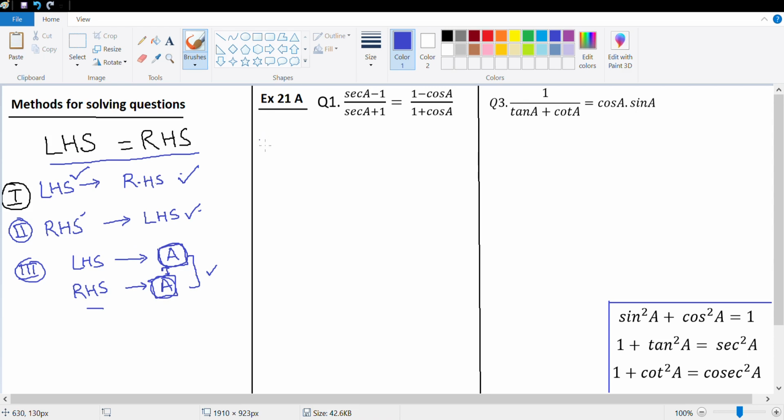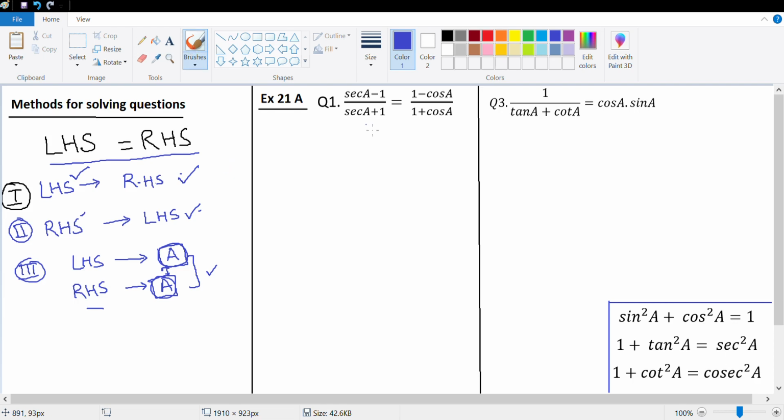Now let's look at some questions. So I'm on question number 1, and here on the bottom right corner I have listed these three identities for our easy reference. Sine square A plus cos square A is equal to 1, 1 plus tan square A is equal to sec square A, and the last one is 1 plus cot square A is equal to cosec square A. Perfect. So the next skill here is to identify which side to start with.